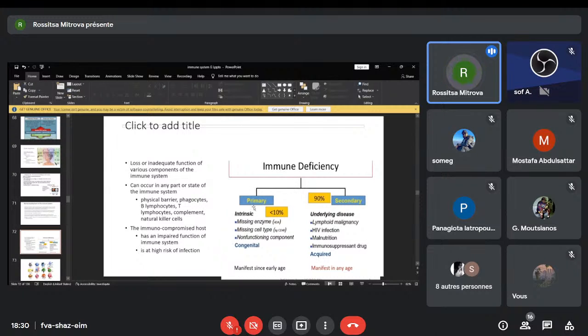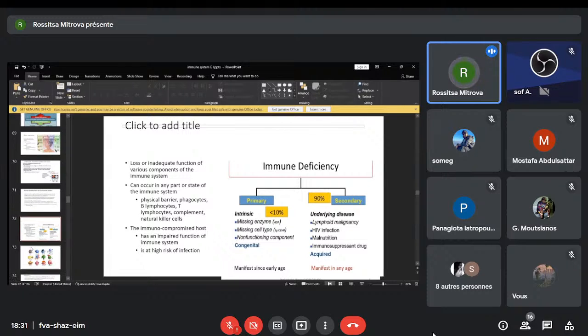The primary immunodeficiency states are intrinsic and are less than 10%. They are not a big percent. They may be missing enzymes or a missing cell type or a non-functioning component. They're usually congenital and they manifest since early age, while the biggest percentage is of secondary, and you will see next time the lists of all these immune deficiency states.